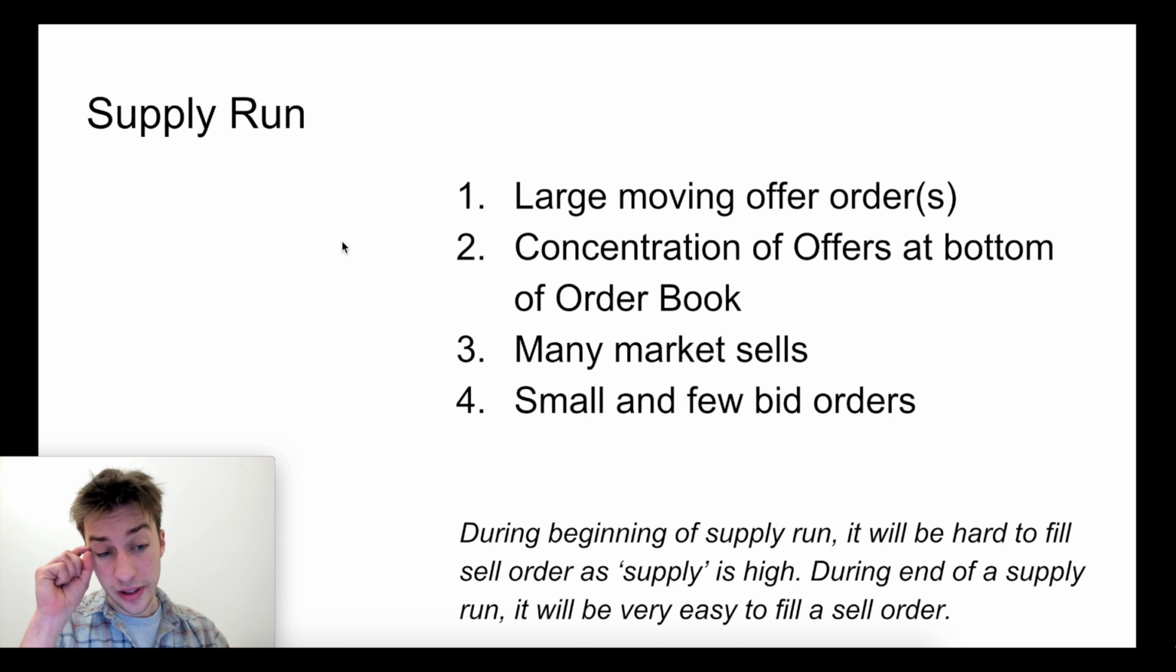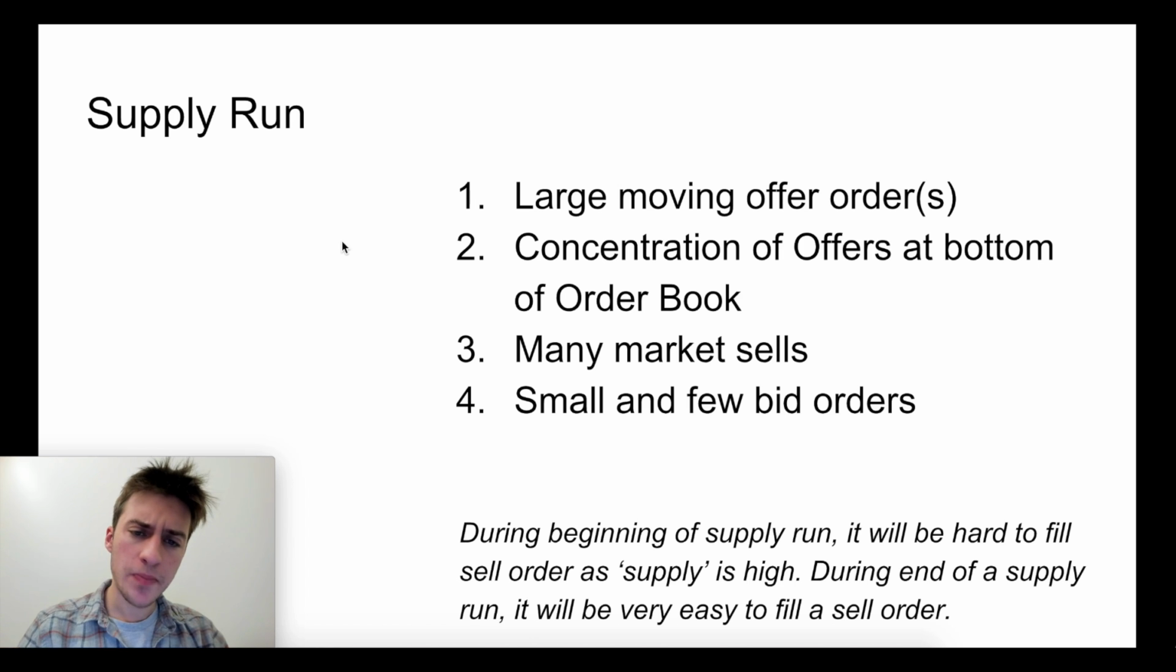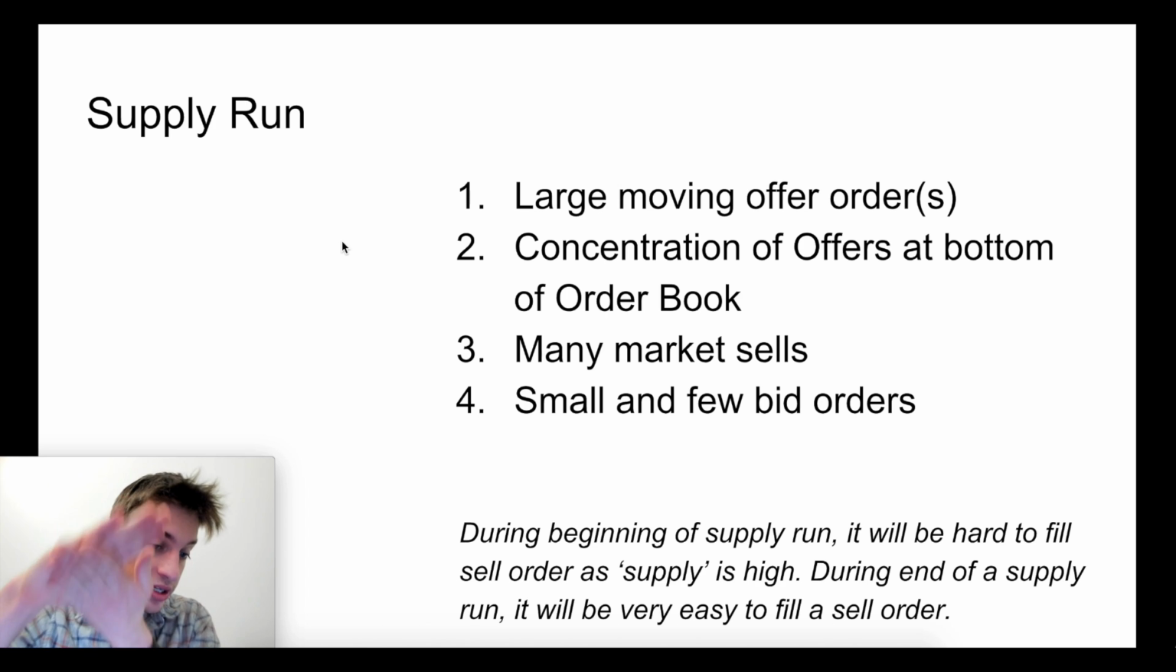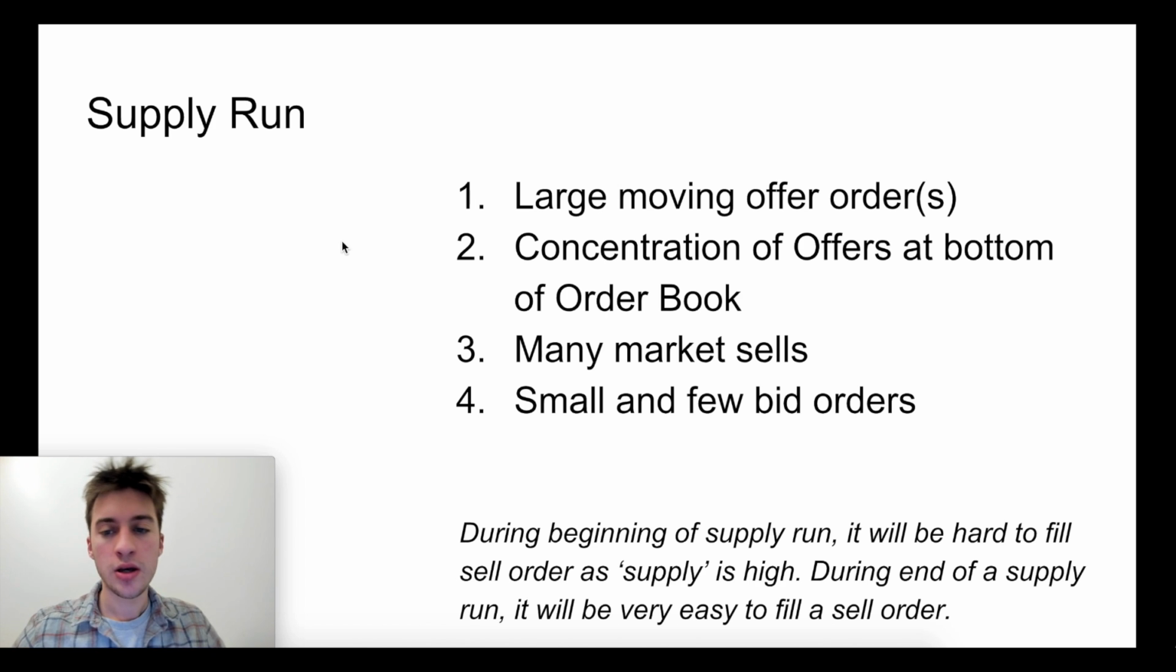Let's talk about supply runs. Just the opposite of a demand run. You're going to see large moving offer orders. So price is going to be clamped down by large limit sell orders, and price is going to continue to move down and down and down as long as those limit sell orders keep pushing price lower. You're going to see a concentration of offers at the bottom of the order book. You're going to see many market sells, and you're going to see small and very few bid orders.